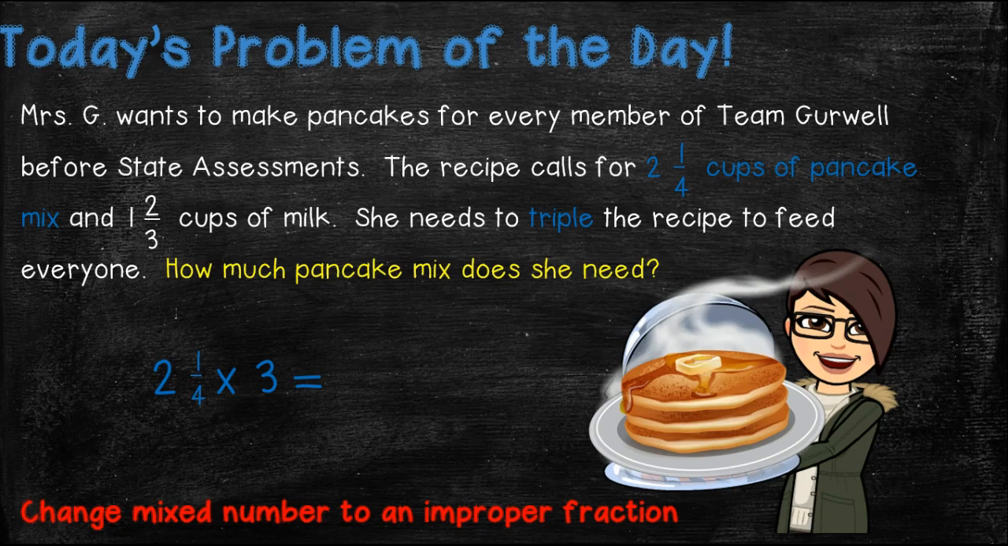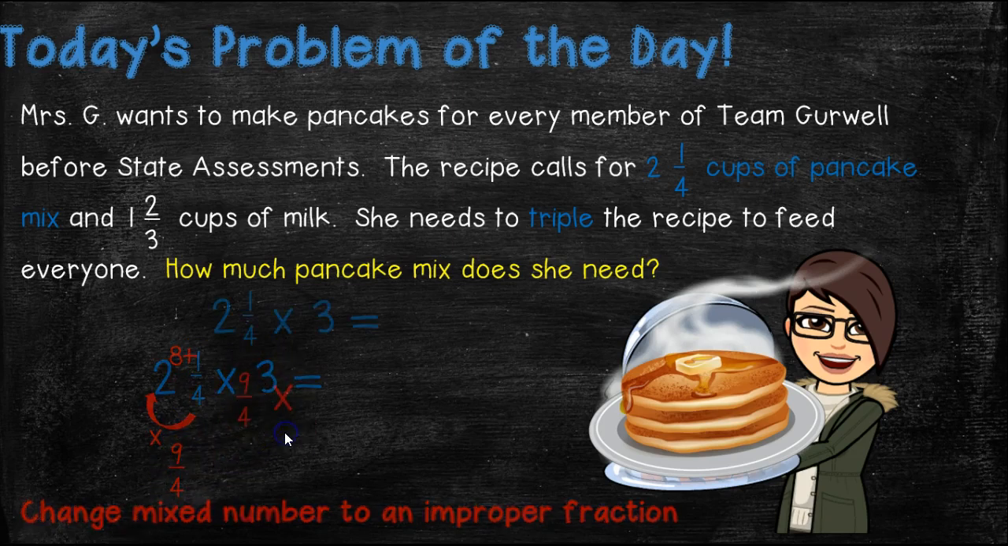So we need to change our mixed number to an improper fraction first. And you'll remember from before that we have to multiply 4 times 2, that gives us 8, add 1, and that's 9, and we just bring our denominator down. So 2 1/4 equals 9/4.